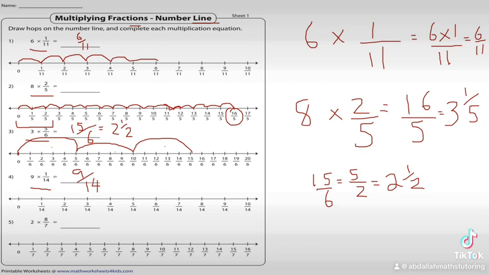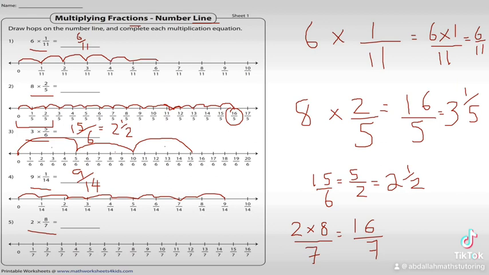So again, 1, 2, 3, 4, 5, 6, 7, 8, 9. This last one, hopefully it's making sense so far in today's video. 2 lots of 8/7. So again, I do 2 times 8, and then it's all out of 7. So the answer is going to be 16 sevenths, as an improper fraction or a top-heavy fraction.